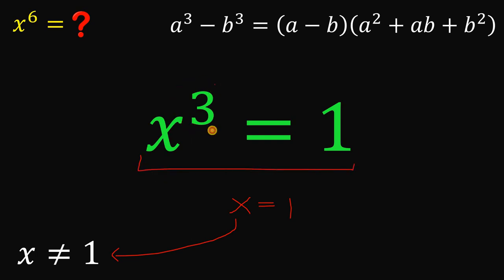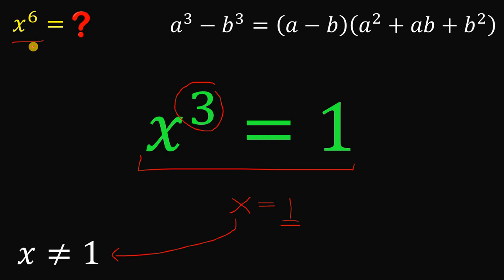because in this equation, x cubed equals 1, we have 3 possible values of x, and one of which is 1. But we said earlier that x is not equal to 1. Therefore, the value of x in this equation must be the other 2 values of x. Alright, so let's keep moving.